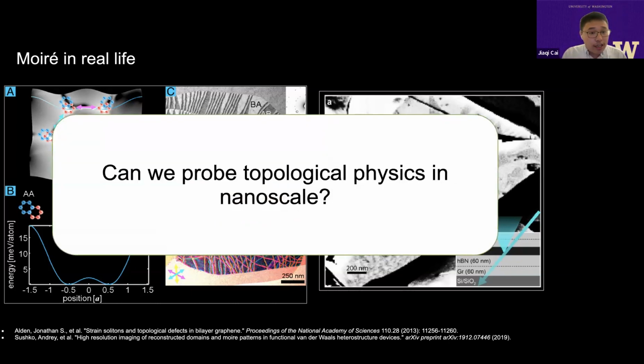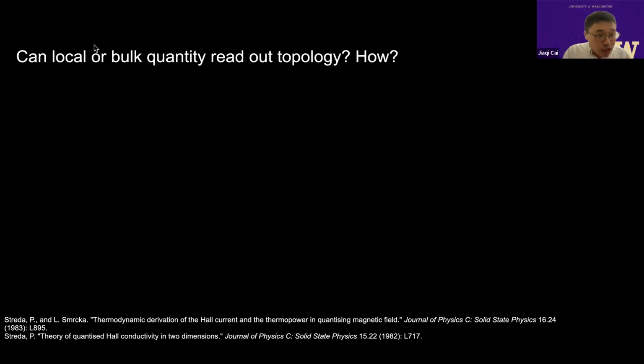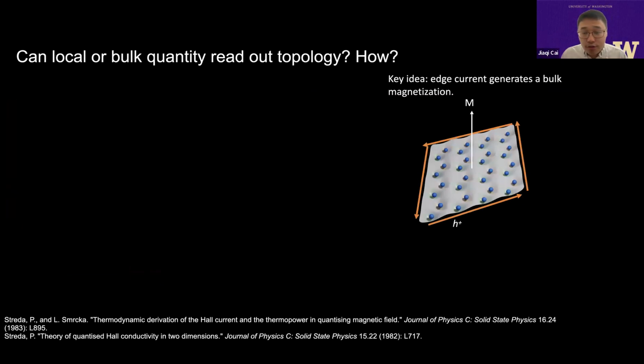So the question is actually, can we probe topological physics in the nanoscale? Basically, can we probe the topology that happens on the boundary from the bulk measurement? Okay, but that's the question. Actually, the solution is rather simple and very direct: the edge current can actually generate a bulk magnetization, and the bulk magnetization can be detected easily with an external local probe.